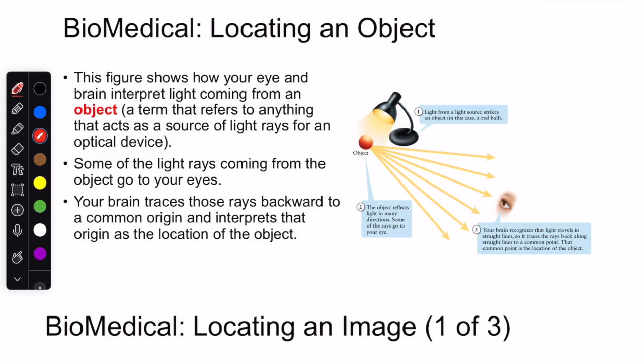So let's talk about how we locate an object, how our optical system, which is a combination of our eyes and our brain, locates an object. We already talked about how the objects that we see are reflections of light rays, right? And the light ray is hitting your eye. So how do we locate an object?